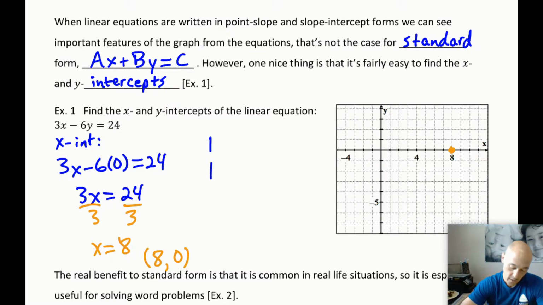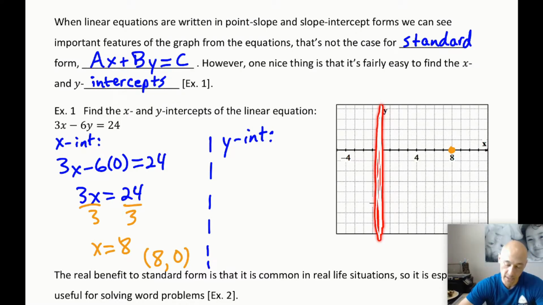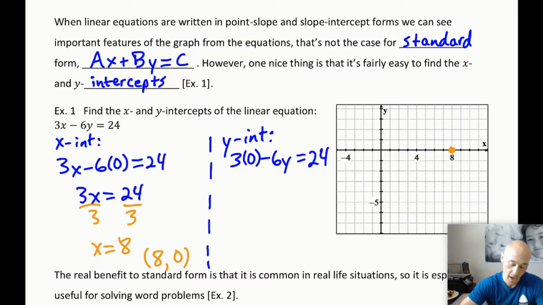Next, we'll find our y-intercept. And similar to the x-intercept, any y-intercept is on that axis right there, that y-axis. And every point on that axis has an x value of 0. So we plug 0 in for x. And then we solve for y. So again, this makes a 0. That's why this is so nice. We get negative 6y equals 24.